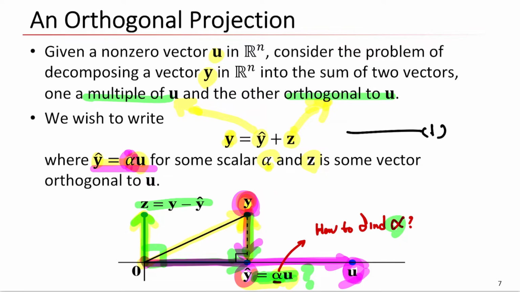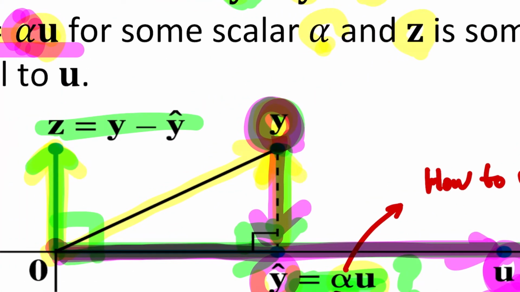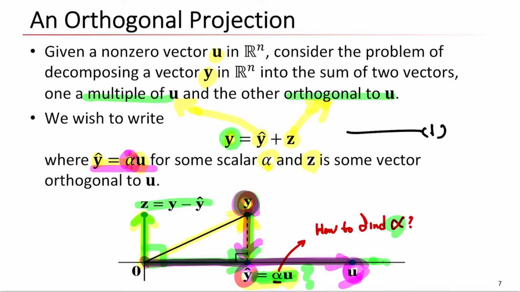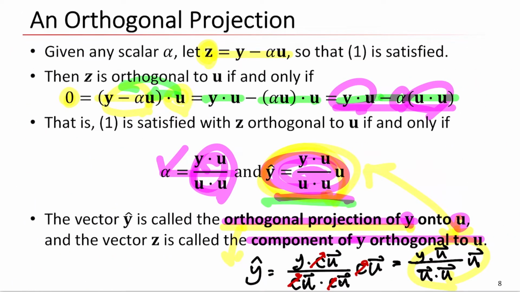If we have the vector y here, and another vector u here, and we want to find the y hat on the span of the vector u, right? In this case, y hat is the orthogonal projection of the vector y. Then the question was how to find this alpha to find out the y hat. Here was the derivation, and finally we found the alpha, something like this. So y hat is equal to the inner product of y and u over the inner product of u and u, times u.